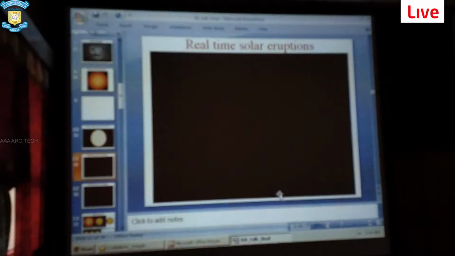I already showed some movies, right? Flare, CME, how that CME is looking. This view. How it is happening, you see.